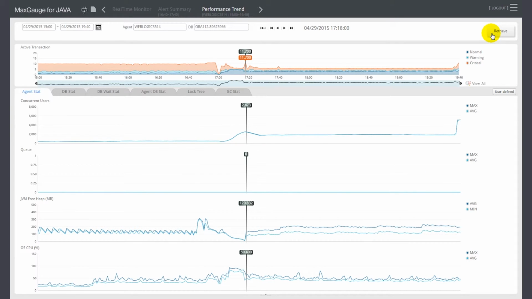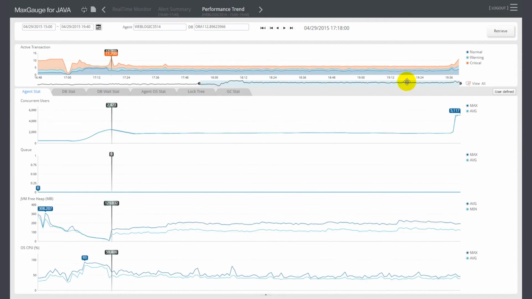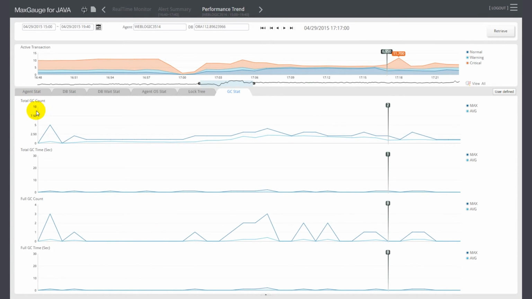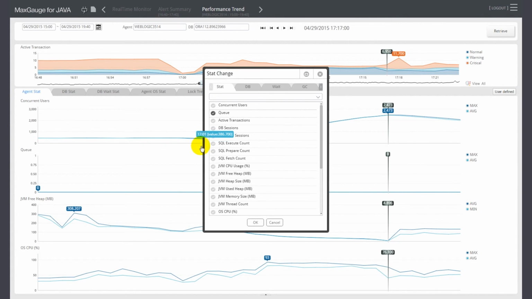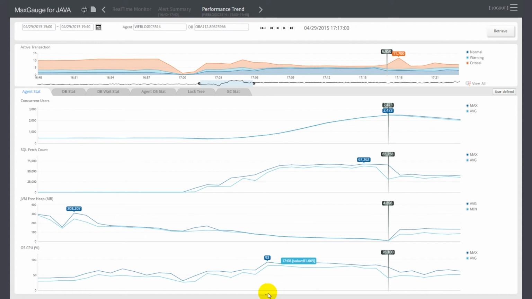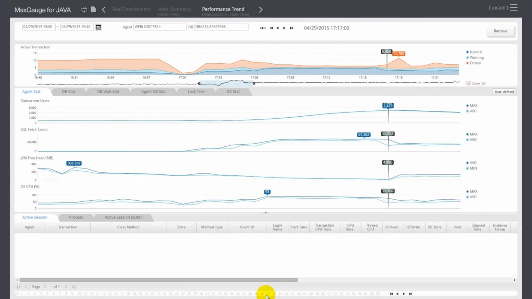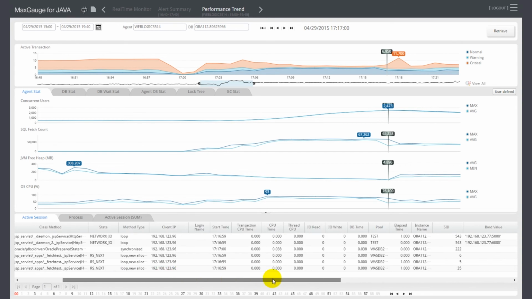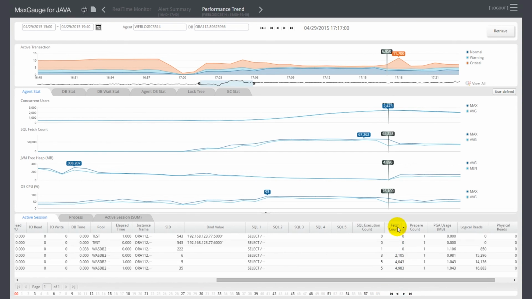When you're trying to analyze an out-of-memory error, you need to check the heap memory usage pattern with the JVM indicator of the time at which the out-of-memory occurred from the performance trend. Double-click the point where the JVM free heap values are low and check various indicators, such as GC count, GC time, SQL fetch count, etc. By looking at the active transactions executing in that section, class method information, and the source, you can analyze the cause of out-of-memory error.